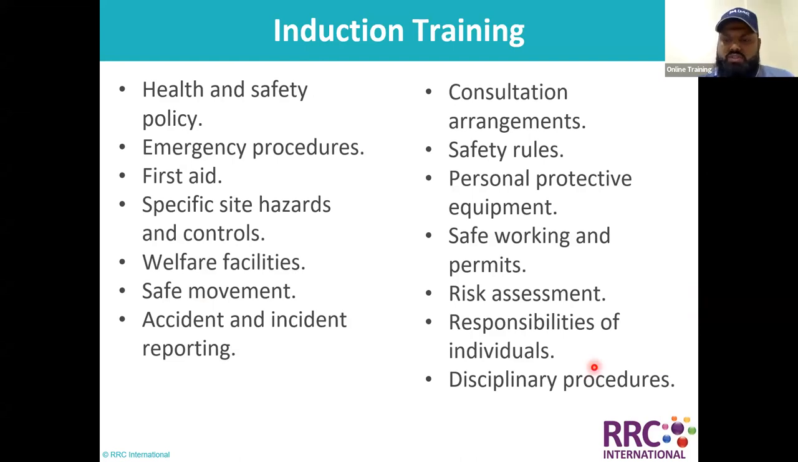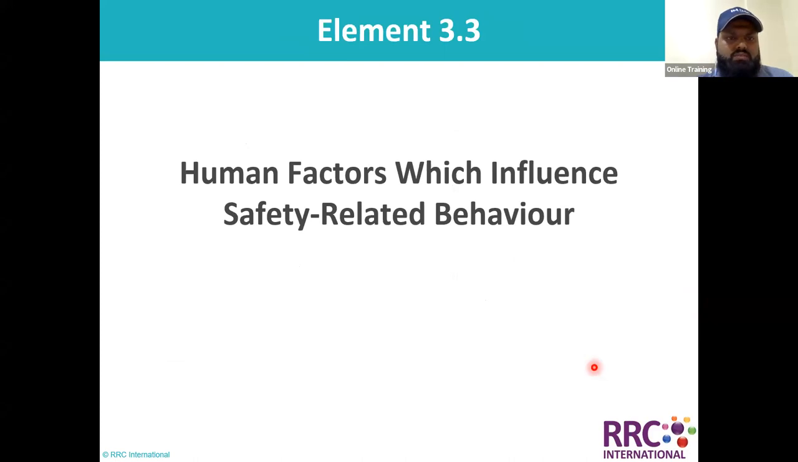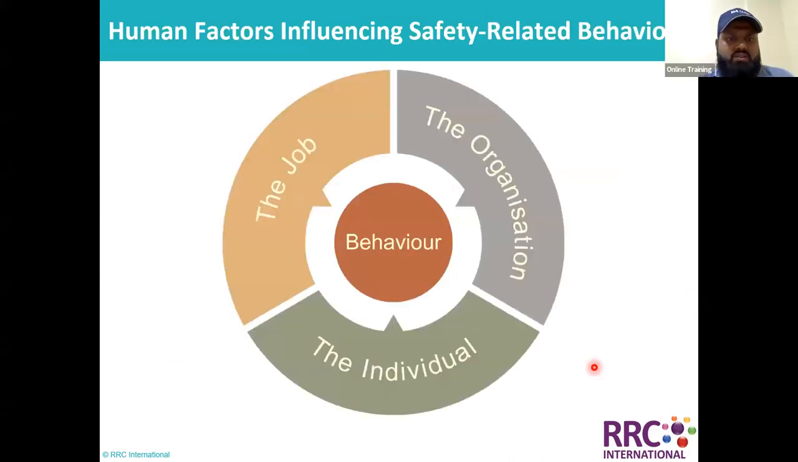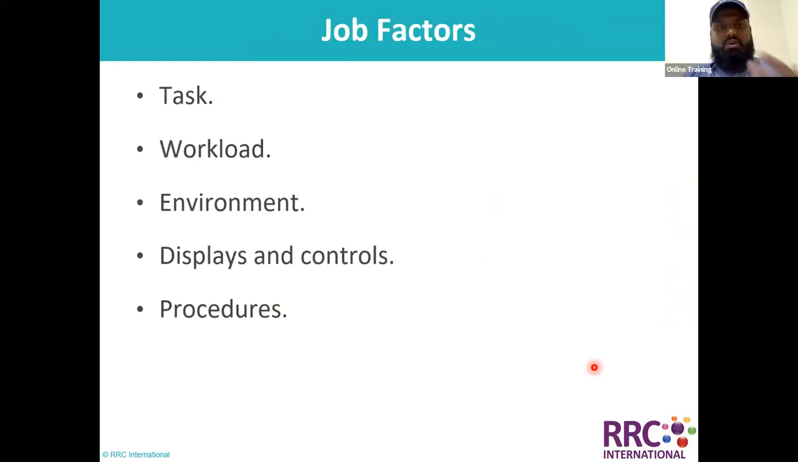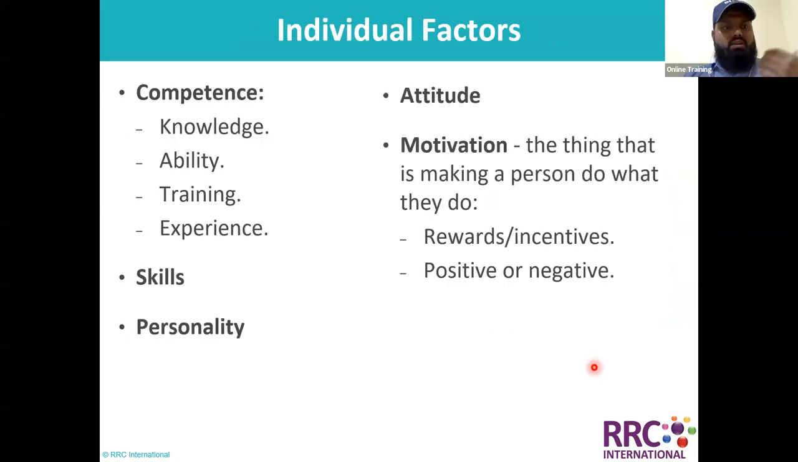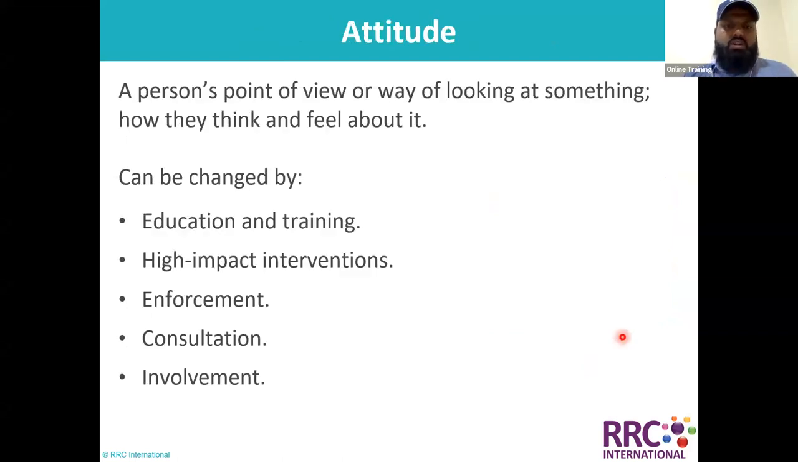After that, we move further. Here we discussed what human factors influence our safety related behavior. There we discussed the three main factors: the job, the individual, and the organization. How the organization is affecting my behavior, how my job is affecting my behavior, and what about my personal attitude, competency, skill, and motivation, which influences me in behaving positively or negatively.